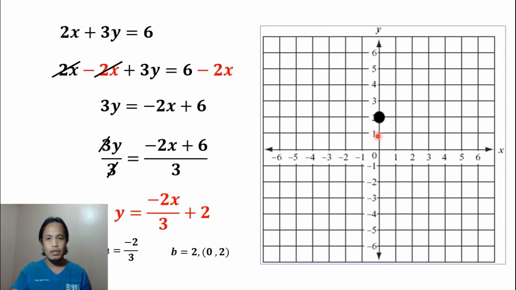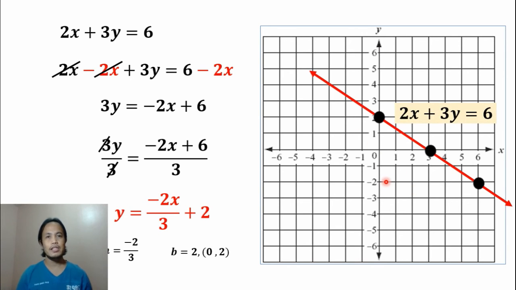So this is 1, 2. And our run is 3, which is positive, so we move 3 units to the right. So 1, 2, and 3. So this is our second point. And if we want to continue, the same process, we have 1, 2, and 1, 2, and 3. So this is our third point. We now have this point. We connect these 3 points, and this is now the graph of the equation 2x plus 3y equals 6.